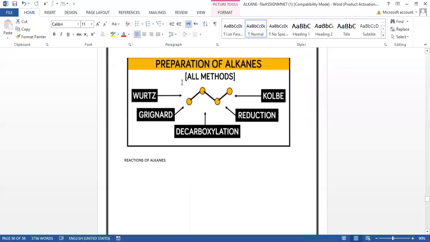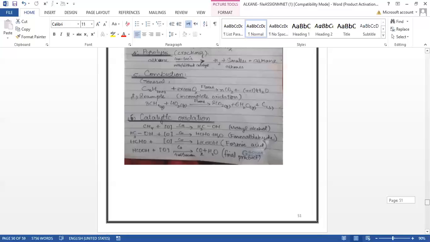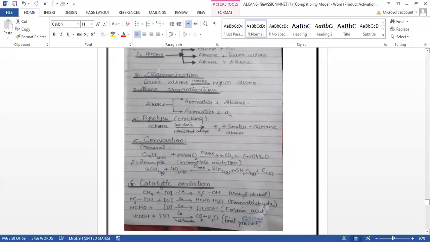This is the summary of all the preparation methods of alkanes: Wurtz reaction, Grignard reaction, decarboxylation reaction, and Kolbe electrolytic method. In the reactions, we will see different reactions in which the alkane reacts and forms lower alkanes, higher alkanes: oligomerization, alkane aromatization, pyrolysis, combustion, and catalytic oxidation.